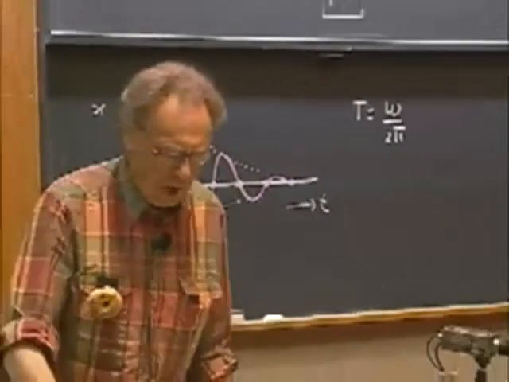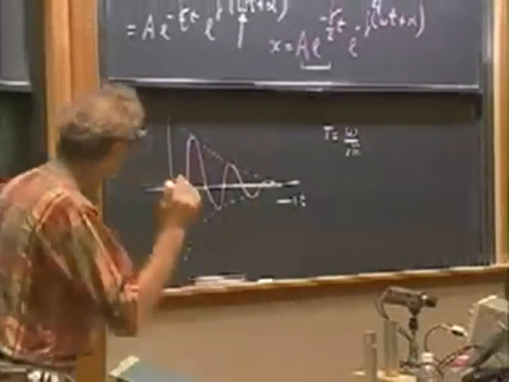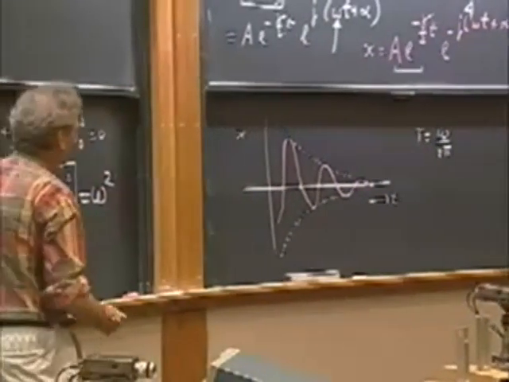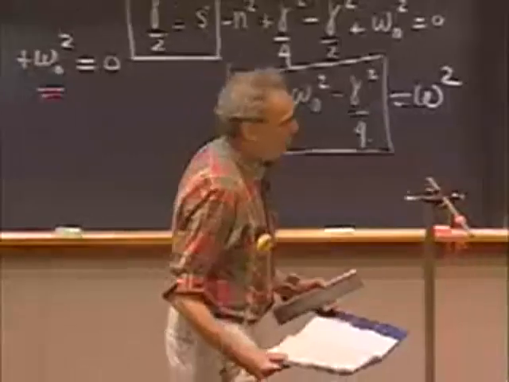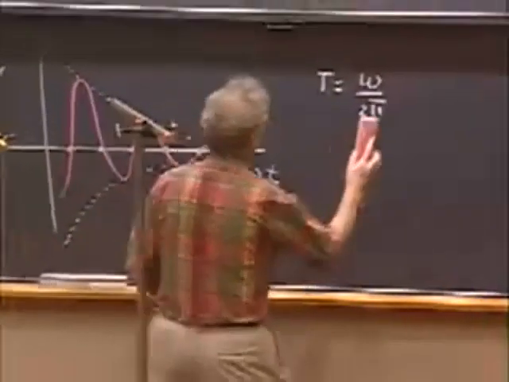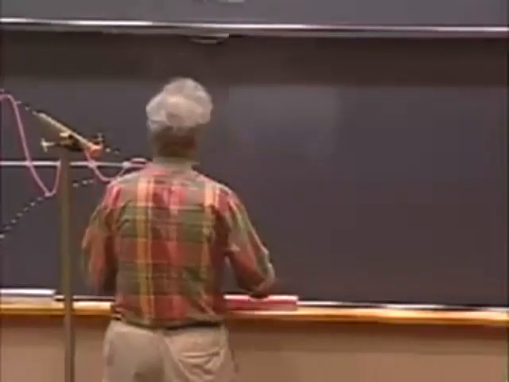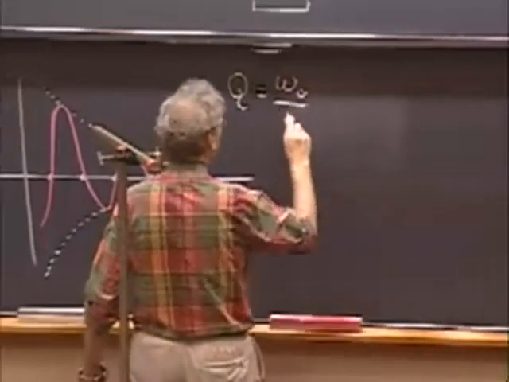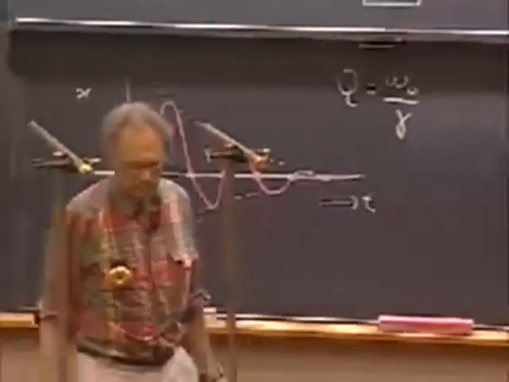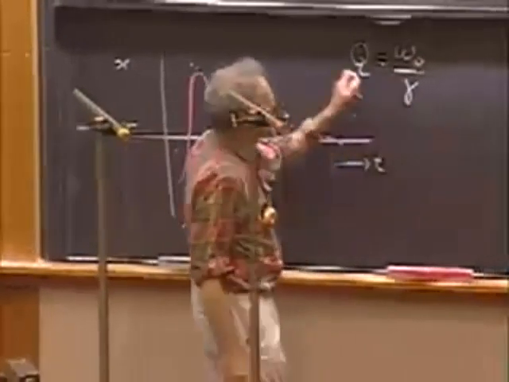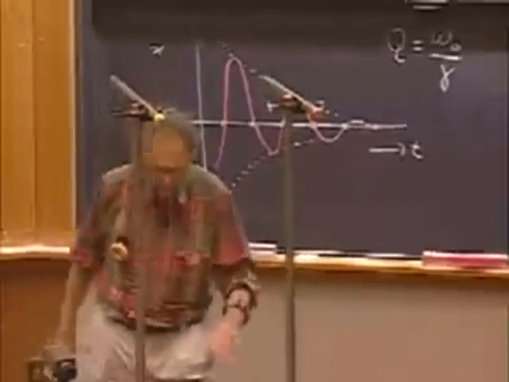It is not uncommon to introduce a quality factor, Q, that is high if there is little damping, and that is low if there is a lot of damping. And that Q, which is dimensionless, is omega 0 divided by gamma. You see immediately if gamma is high, then Q is low. It's a low quality oscillator.